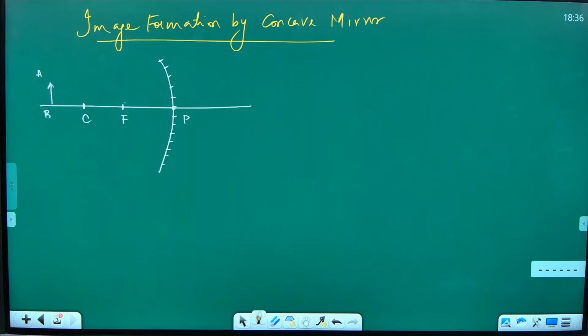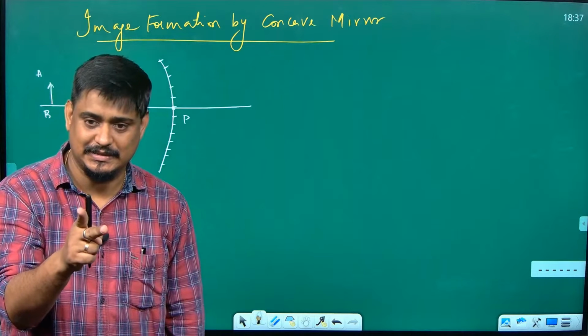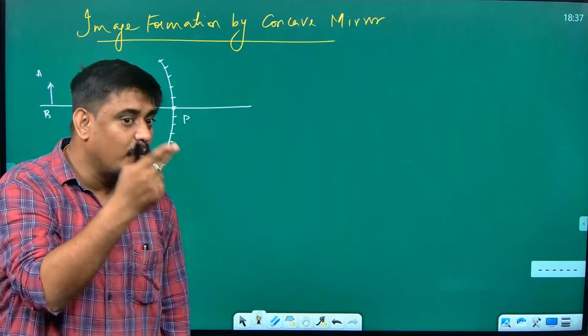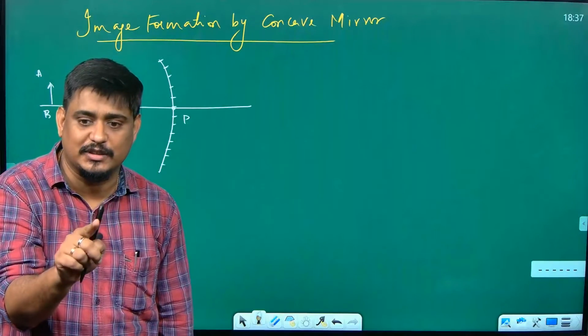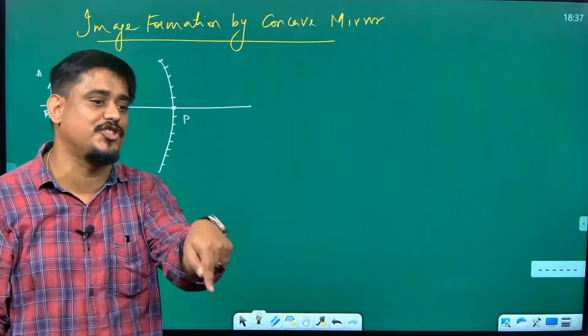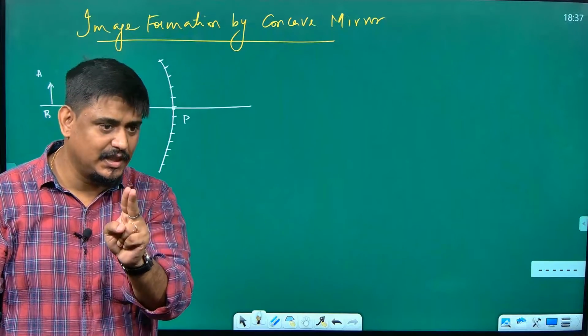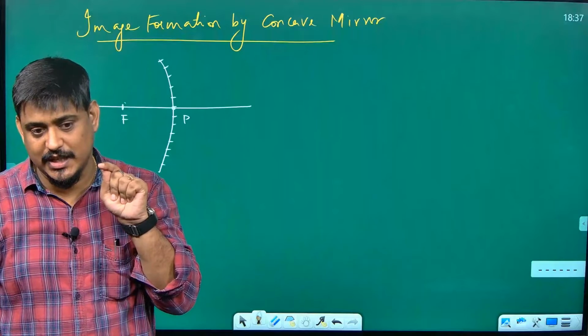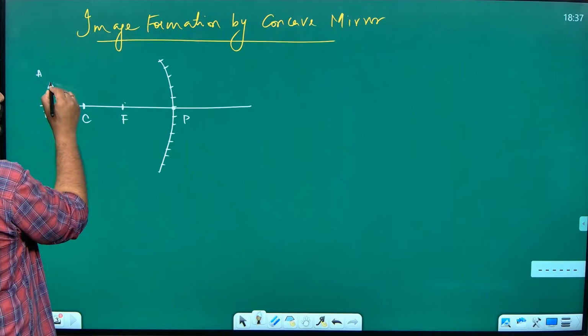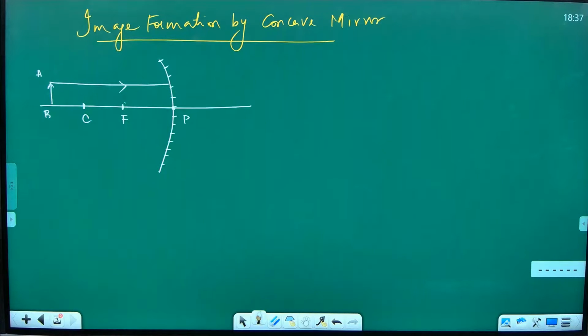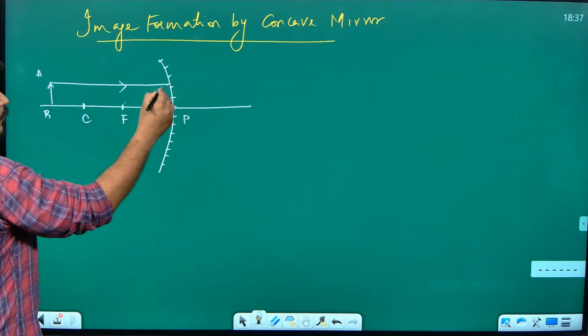Coming back. So, I have kept the object beyond C. If the object is kept beyond C, for making the image, from my head, I am going to take 2 rays. And I am going to see where they are once again meeting after reflection. That point will be the head of the image. For example, first ray I am taking parallel to principal axis. I know the rule. After reflection it will pass through focus.